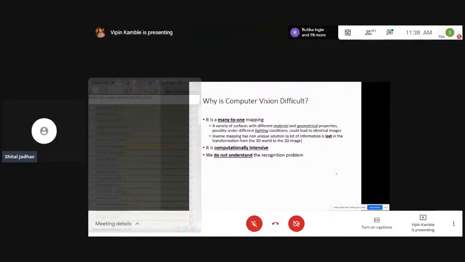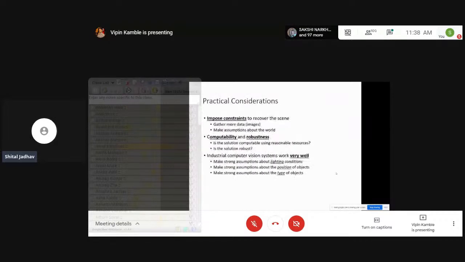So we cannot understand the recognition problem so easily in computer vision. Okay. So the practical considerations that one needs to see are the constraints that are imposed to recover the scene. Because to recover any information or any data, you require more similar data or more images related to that. And also, there should be a count on the constraints of your real world scenarios. Along with that, you have the limitation of computability and robustness.